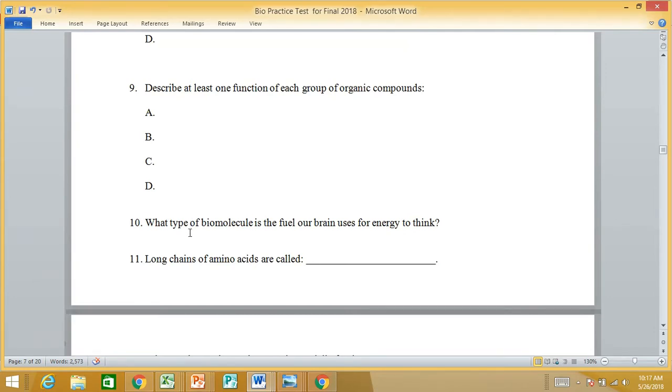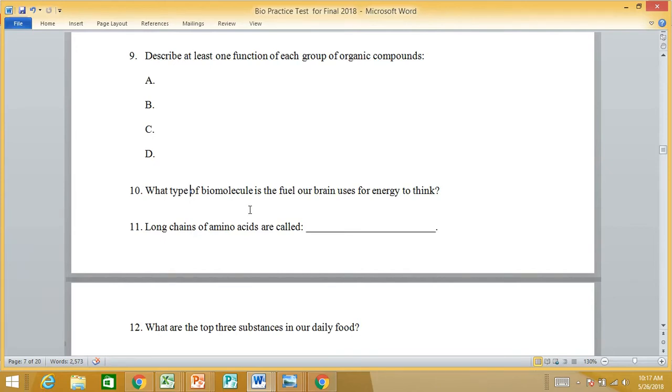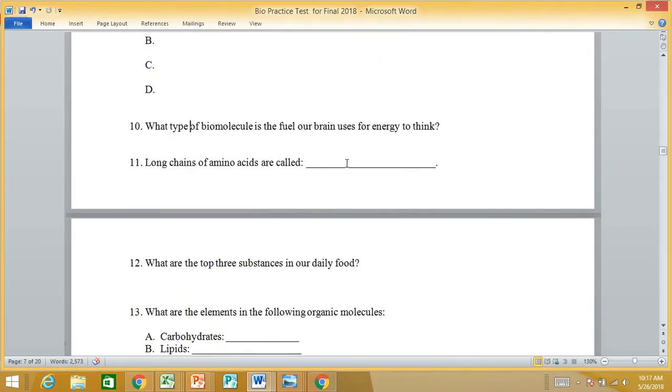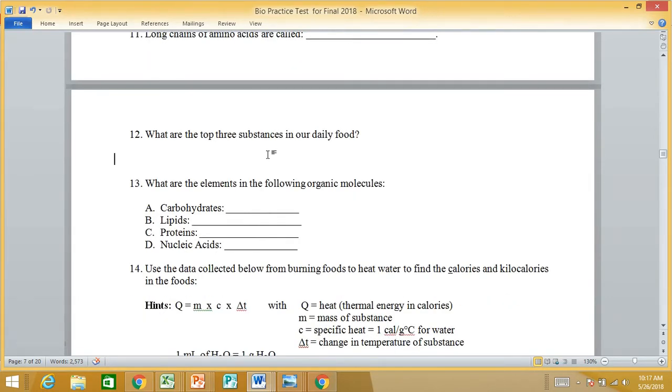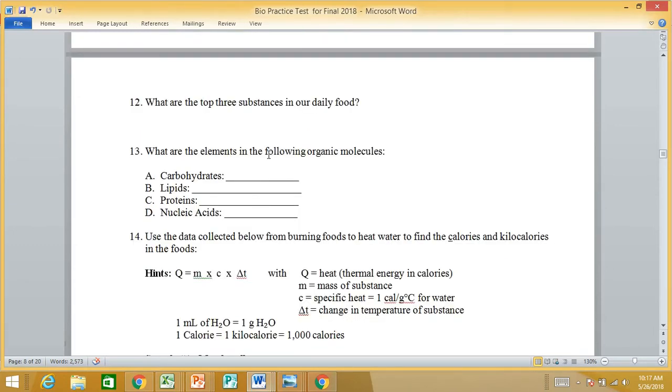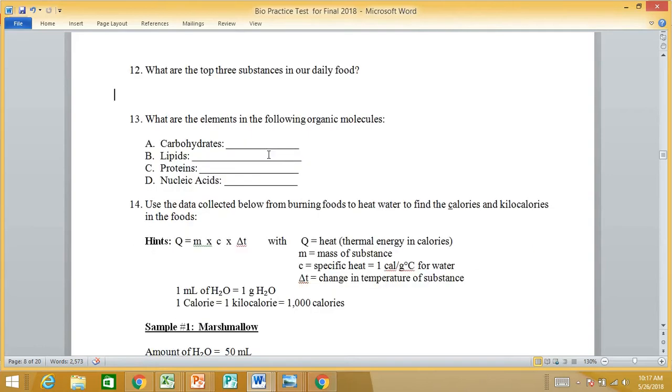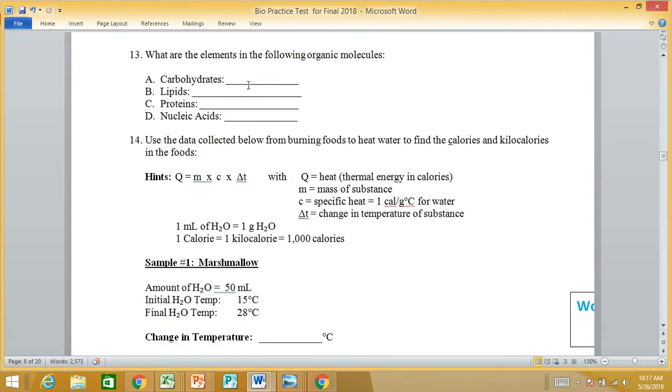Okay. What type of biomolecule is the fuel our brain uses for energy to think? That would be glucose. Long chains of amino acids are called proteins. What are the top 3 substances in our daily food? We already did this one, right? So carbs, proteins, fats. What are the elements in the following organic molecules? Remember, you've got Joe, John, okay? So carbon, hydrogen, oxygen, nitrogen, and phosphorus is that P.